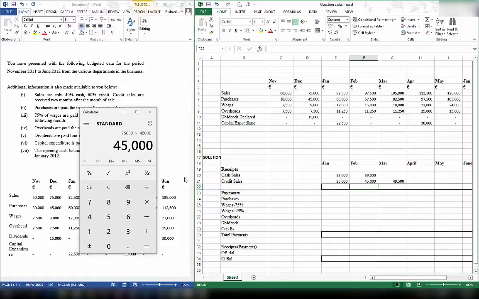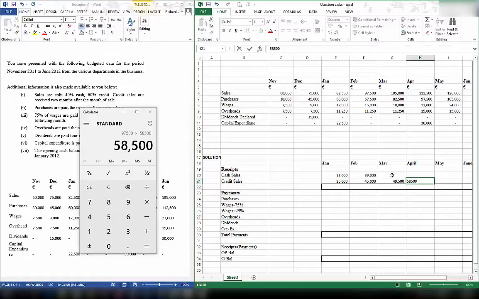So before we go any further, let's look at February again. We had 39,000 in cash sales, so let's see how much we had in credit sales. Our 97,500 multiplied by our 60% gives us credit sales of 58,500, and they're going to be paid 2 months after the month of sale. So in April, we're going to have credit sales received of 58,500. And we're going to keep doing that all the way along.